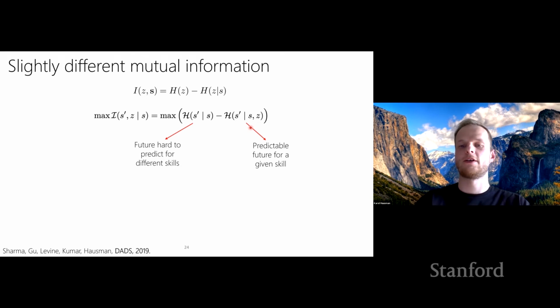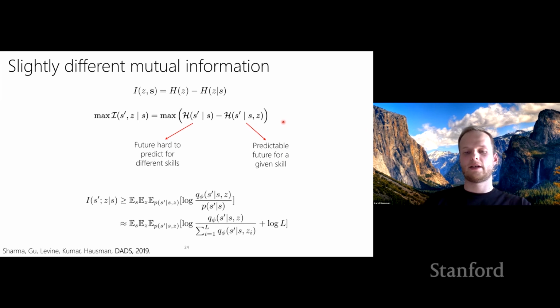All right. So this kind of includes that notion of predictability because we have that S prime here. So it tells us a little bit about how predictable the future is. And we can write it out mathematically, and after doing a few approximations, the result looks like this, where we have the numerator that we're trying to maximize, which is the log probability of this q_phi(S prime given S comma Z). So we want that log probability to be as high as possible. So given a skill, we want the future to be predictable.